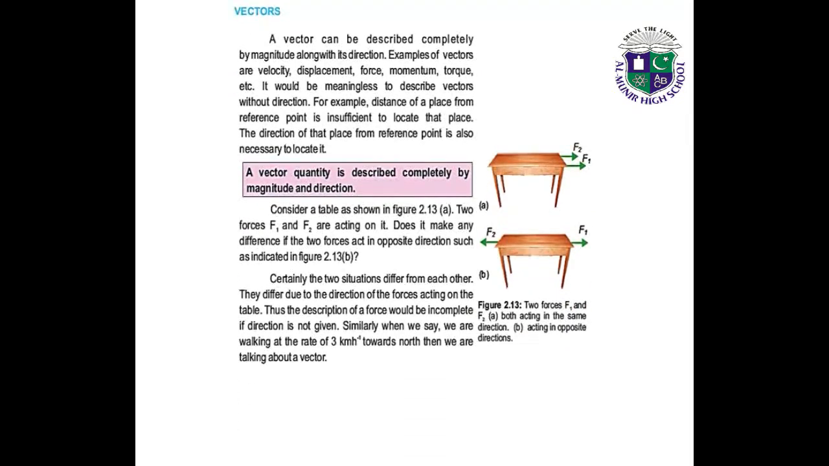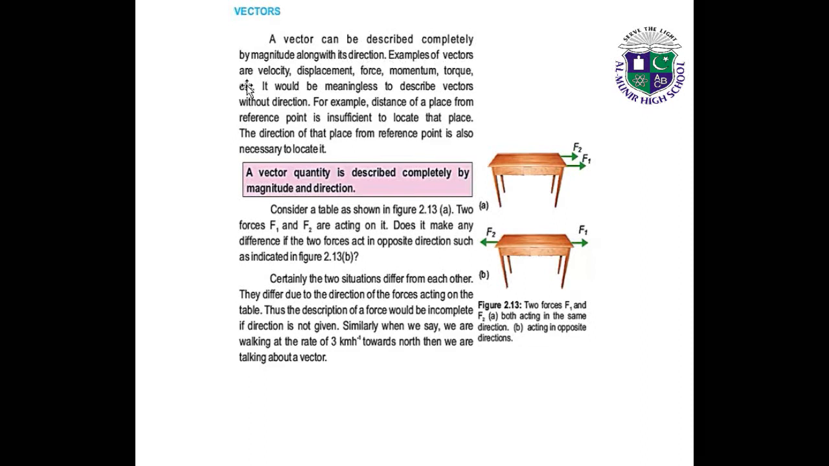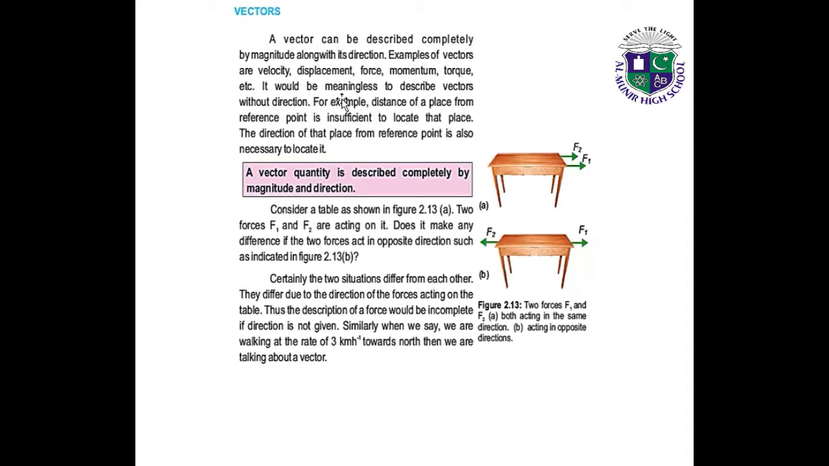Next is vectors. A vector can be described completely by magnitude along with its direction. Examples of vectors are velocity, displacement, force, momentum, torque. It would be meaningless to describe vectors without direction. So a vector quantity is completely described by magnitude and direction.